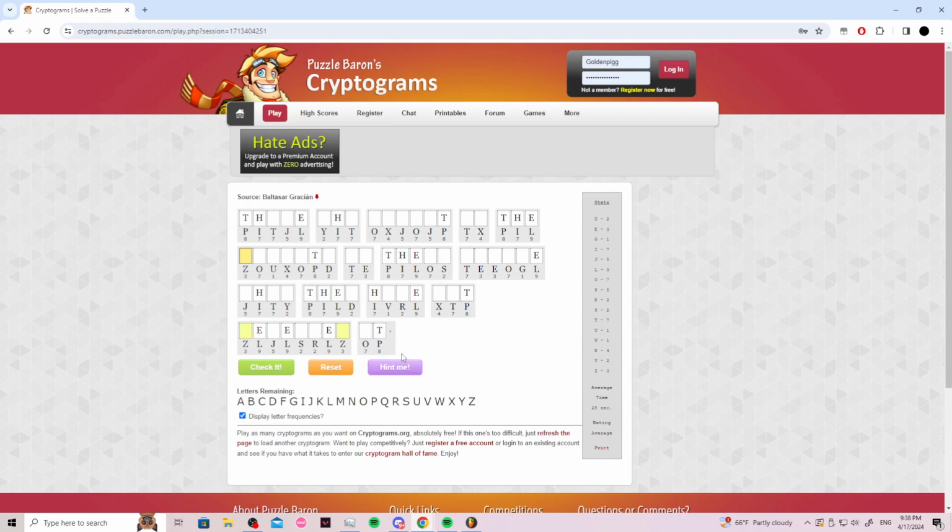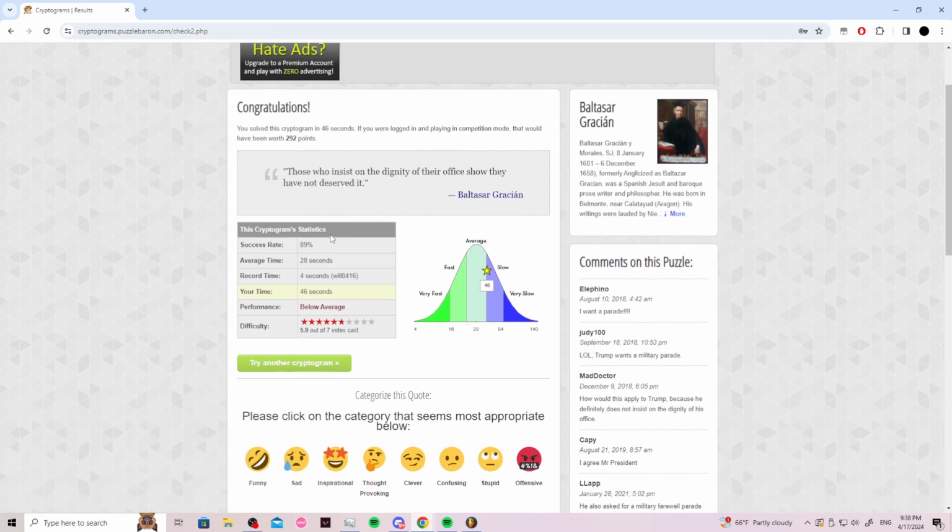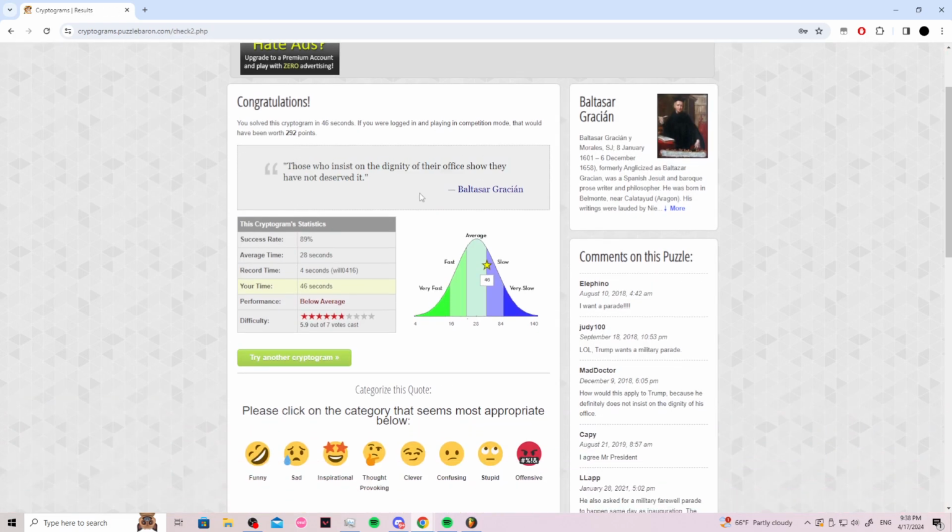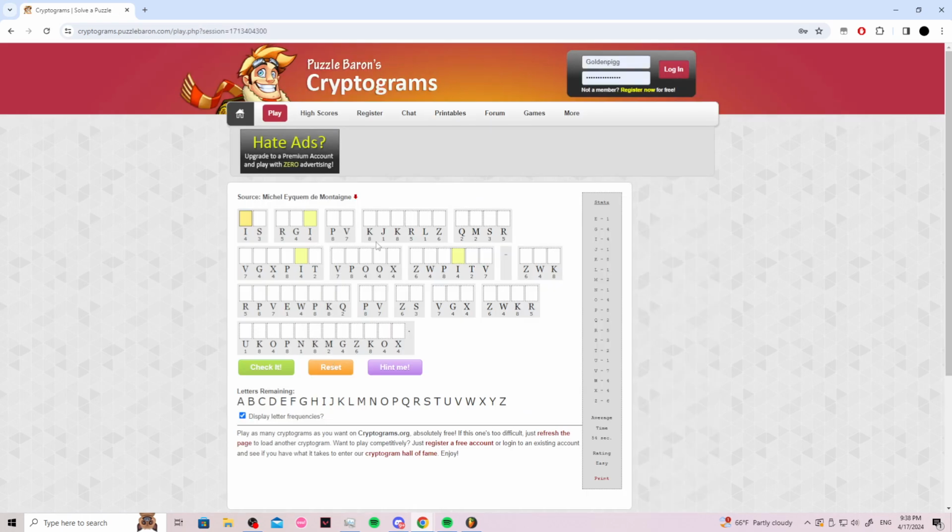And now if you look at this, it kind of makes more sense because look, there's multiple THEs around here. This is a they have, and then like deserved it. So those who insist. All right, perfect. Those who insist on the dignity of their office show they have not deserved it. There's not many notable patterns here, but that the definitely gives it away.